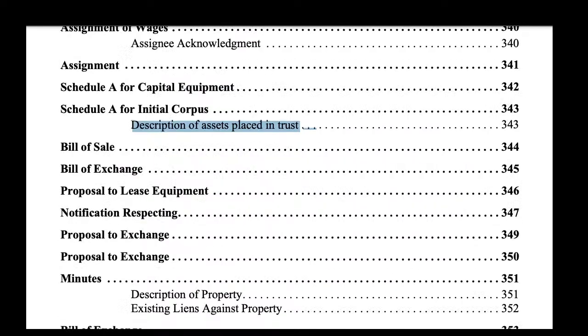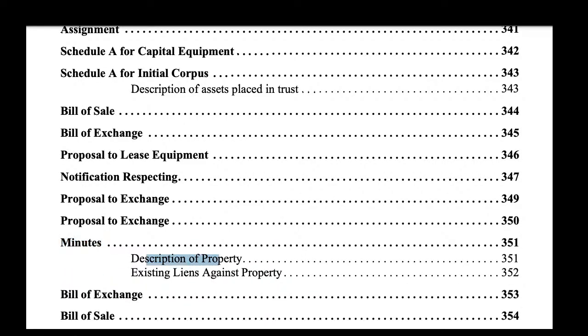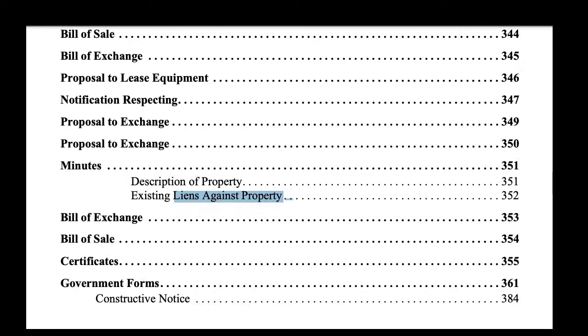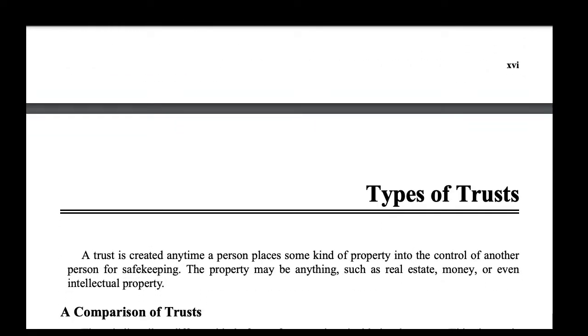assets placed in trust, and the bill of sales, bill of exchange, proposal to lease equipment, notification respecting, proposal to exchange, another proposal to exchange, and then your minutes, description of property, existing liens against property. Ooh, a bill of exchange in here, bill of sales, bill of certificates, and government forms, constructive notice. So we got a lot in this here to unpack.